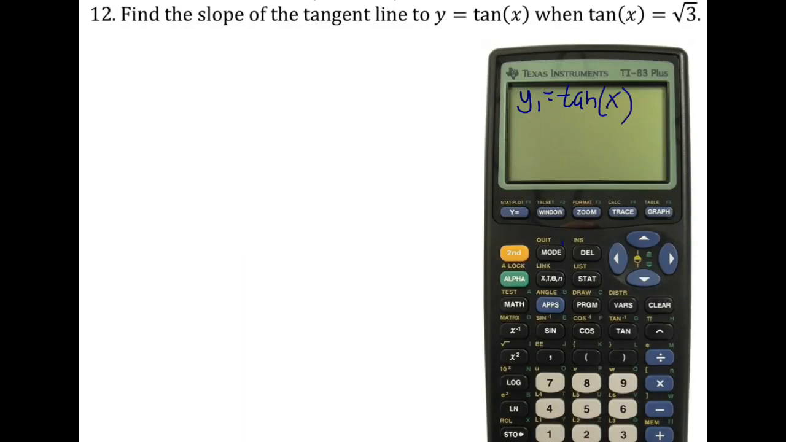And make sure you are in radian mode, so hit the mode button right there. Make sure radian is highlighted. If it is not, move your cursor to it and hit enter.